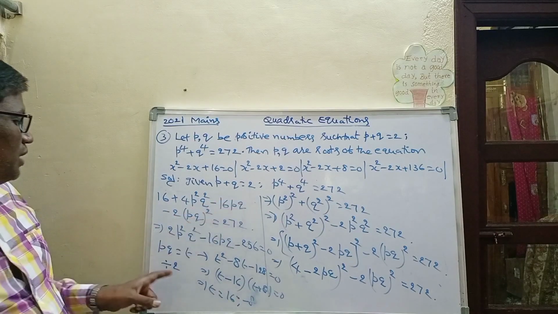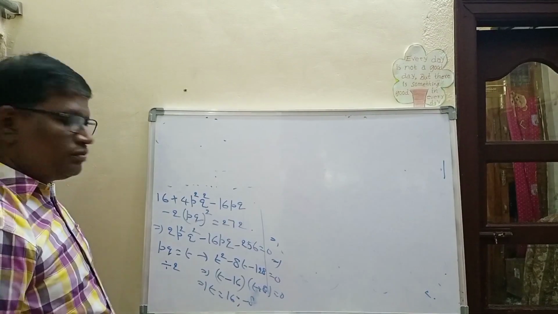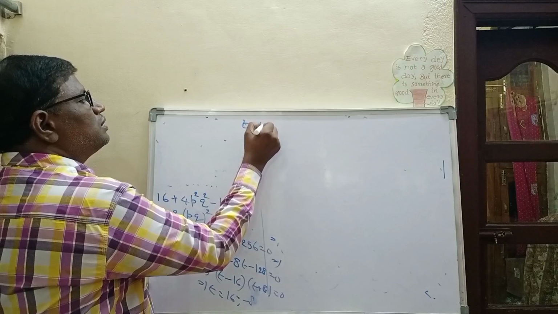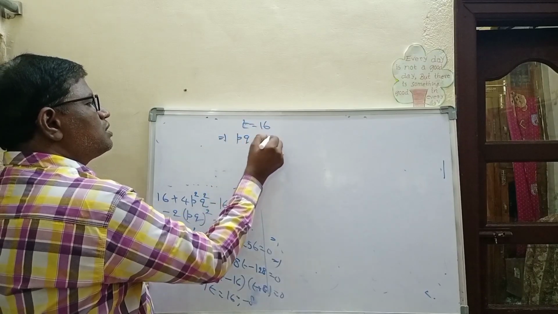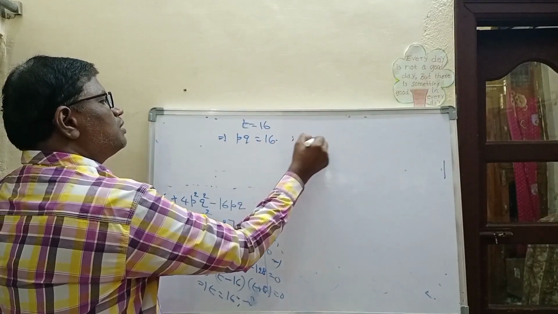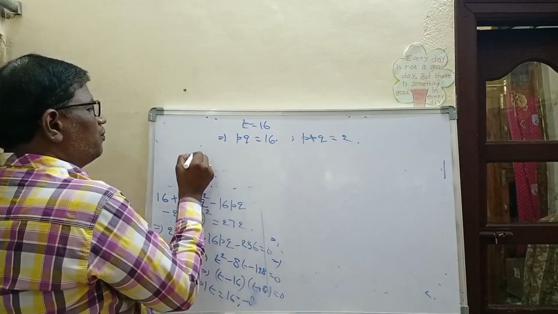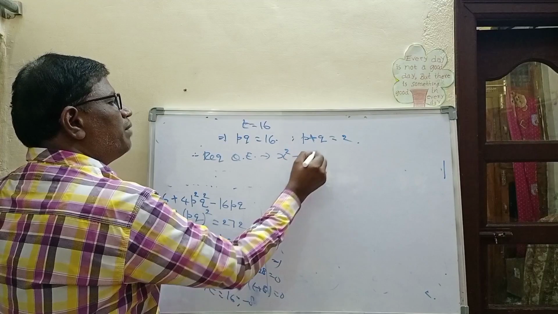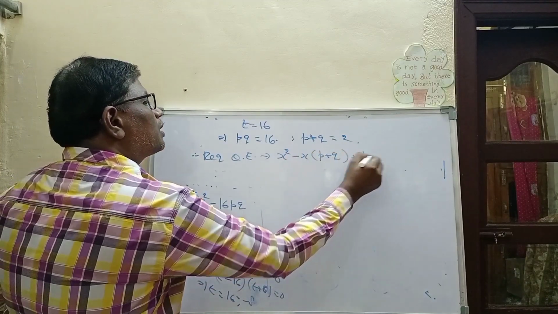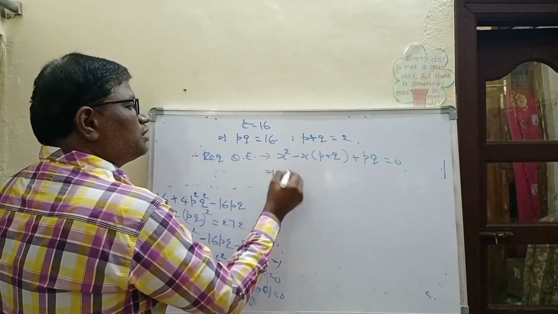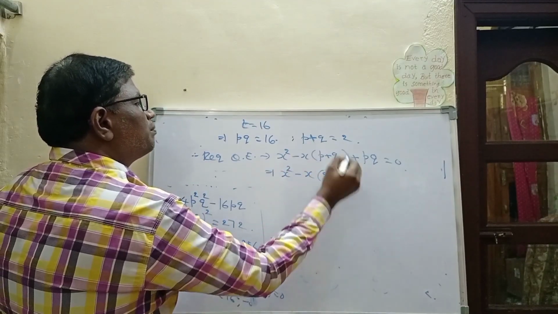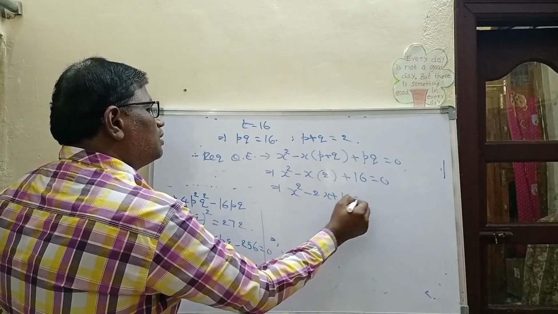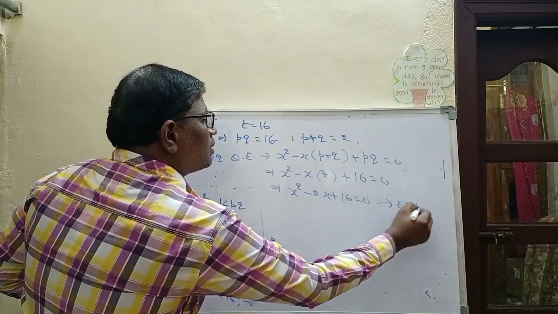So t is nothing but what I suppose pq. So t value 16 or t value minus 8. So since t is equal to 16, that means pq is equal to 16 and p plus q is equal to 2. Therefore, the required quadratic equation is our formula x square minus x into sum of roots plus product of roots is equal to 0. That means x square minus x into p plus q is nothing but 2 plus pq is nothing but 16. So this is nothing but x square minus 2x plus 16 is equal to 0. This is option 1 is correct answer.